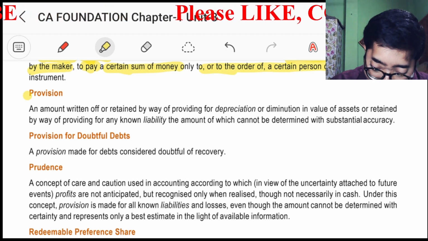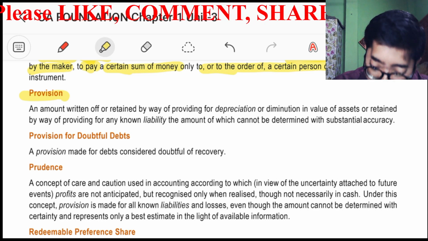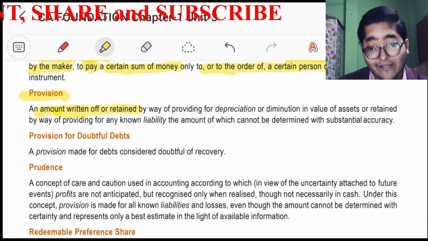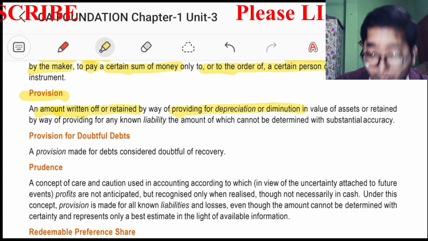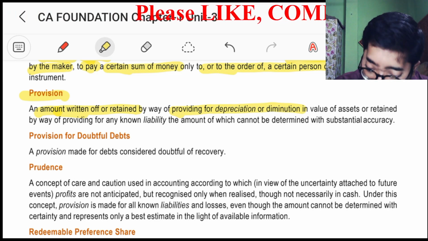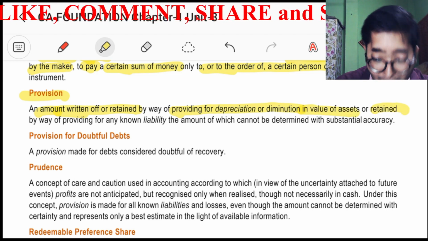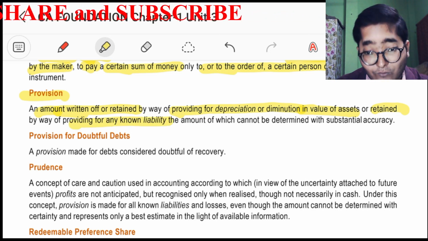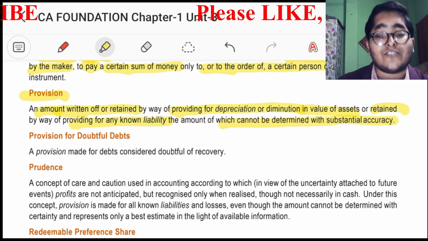So in that case, what is provision? Provision is an amount written off or retained by way of providing for depreciation or diminution in the value of an asset, or retained by way of providing for a known liability. The liability is known, but the value of which cannot be determined with substantial accuracy.